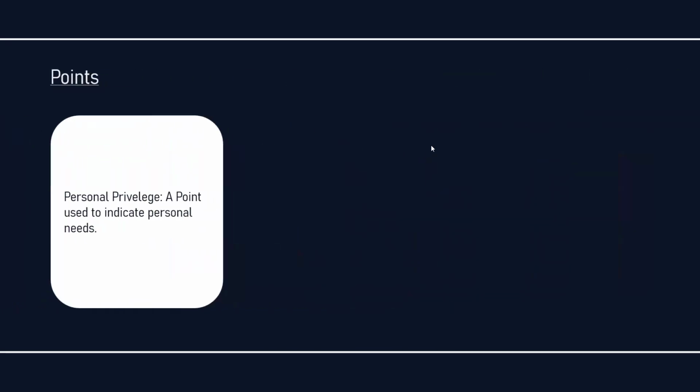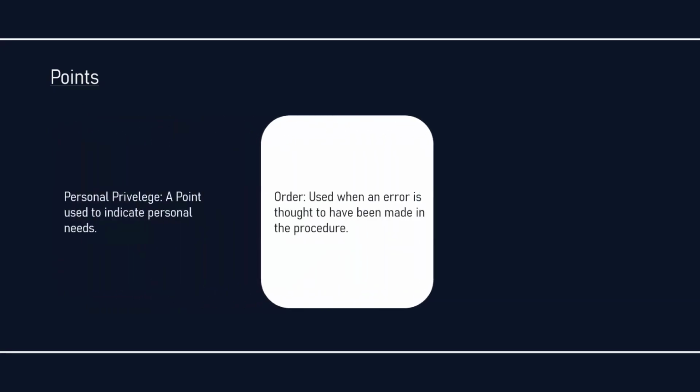Now the points. Points are like raising your hand in class, but in a formal way, and you raise your placard for them. Point of personal privilege is a point used to indicate personal needs, such as going to the bathroom, telling a delegate to speak louder because you can't hear them, or opening the windows. They are basic motion points. Point of order is used when an error is thought to have been made in the procedure. So if you think that the chair has made a mistake, you can give a point of order and correct them. But if it is not a mistake and you wrongly corrected them, it's not a problem, don't worry.